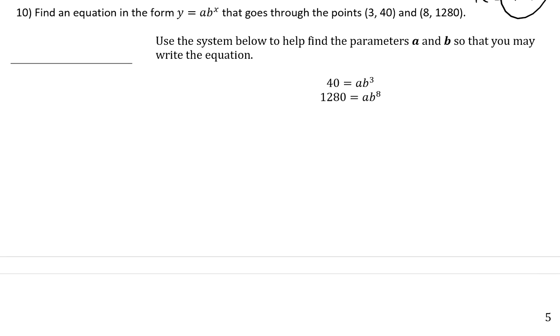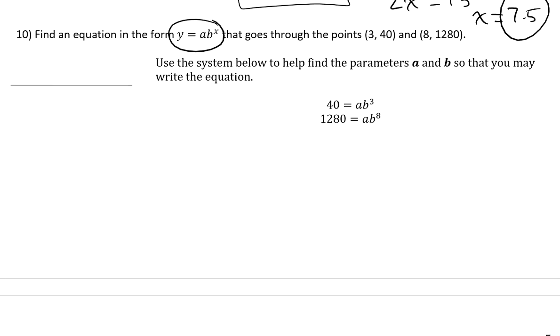So the technique that I used in question number 7 is the technique that I've set up here to use to solve for 10. I know that the general form of an exponential equation is y equals ab to the x power. And what I've done is I've taken my x and my y from two different points, and I've created two different equations.